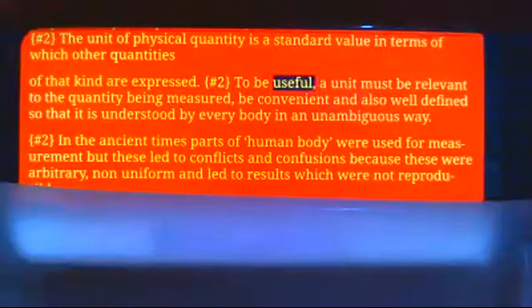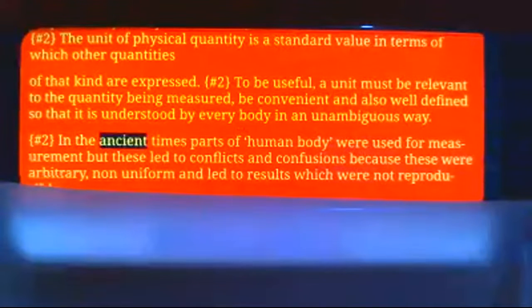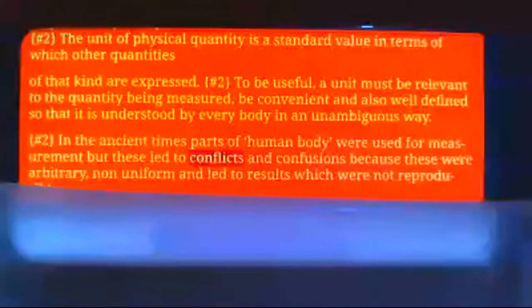To be useful, a unit must be relevant to the quantity being measured, be convenient, and also well defined so that it is understood by everybody in an unambiguous way. In the ancient times, parts of the human body were used for measurement, but these led to conflicts and confusions because these were arbitrary, non-uniform and led to results which were not reproducible.